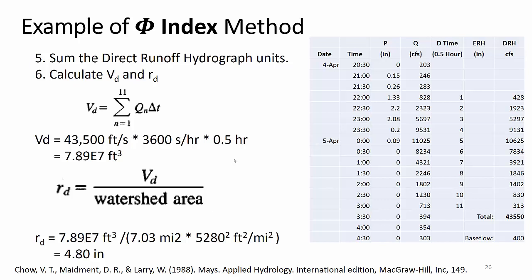Now R sub D equals V sub D divided by the watershed area. So we take 7.89 e to the 7th cubic feet and divide that by how many square feet there are in a mile, and there's 7.03 square miles in our watershed, times 5,280 feet squared per mile squared. You multiply this out and you end up with 4.8 inches of rainfall, because cubic feet divided by square feet equals feet, and then you have to divide that by 12 to get inches. So we have 4.8 inches. That's our estimate of R sub D using the simple approach.